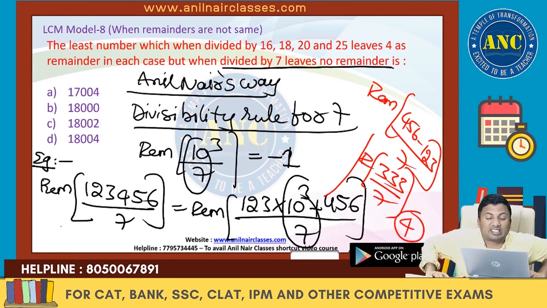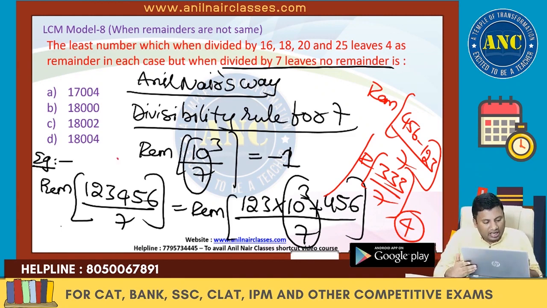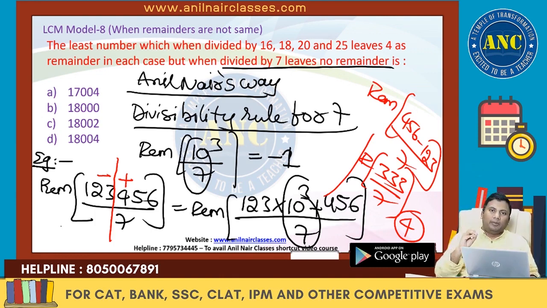Divisibility rule for 7 says, start from the rightmost. Keep a slash after every 3 digits. Take a group of 3 digits, alternately keeping plus and minus. Why are we keeping plus and minus? Because 10 cube divided by 7 is minus 1.